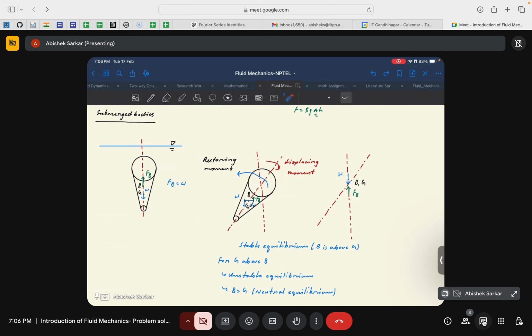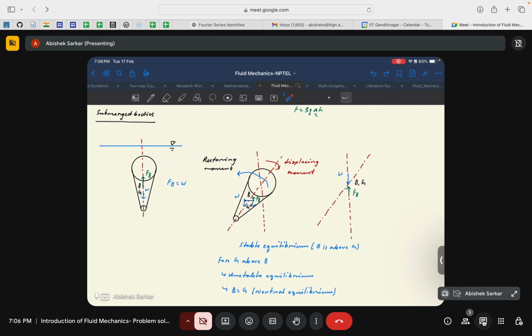Okay, so you can see that the displacing moment is along, say, the clockwise direction, but the force or the orientation of force along the center of gravity G and the center of buoyancy B is such that it is giving a restoring moment, or a net moment in the direction opposite to this displacing moment, which is encouraging this body to go back to its original position.